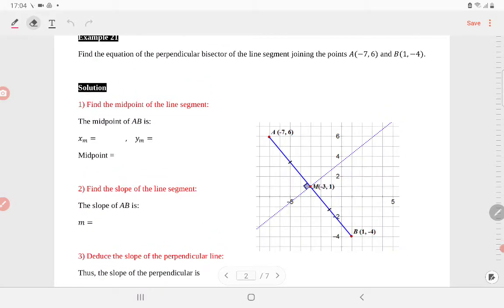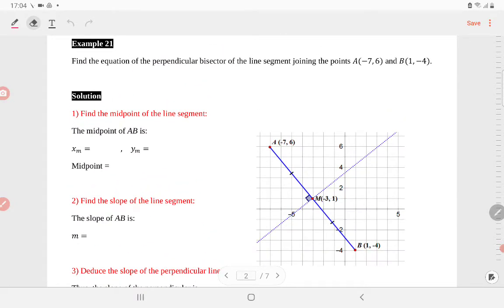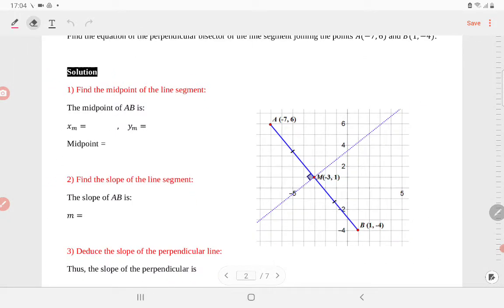Okay, so this is a very common question. In this example, we want to find the equation of the perpendicular bisector of the line joining points A, which is (-7, 6), and B, which is (1, -4). And we have the picture here. It always helps to draw a picture to get a feeling about what's going on. So the first step is to find the midpoint of the line segment.